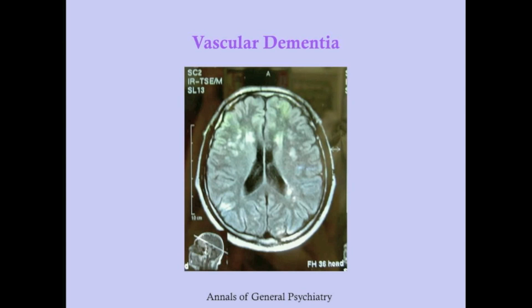So here's vascular dementia. As you can see, there's no generalized cortical atrophy here. The brain looks pretty good, except that it's got some infarcts. And you can see right here we've got these white areas of the brain, and these are infarcts, and they're both at the gray matter and the white matter.